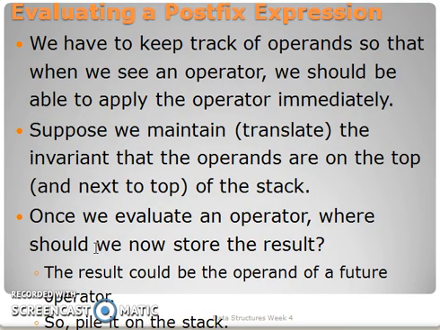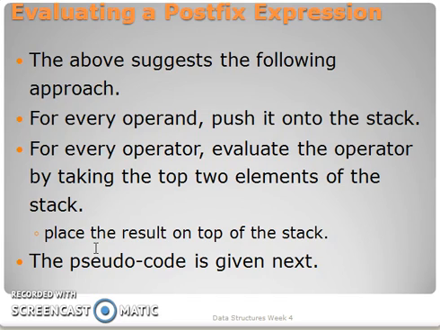We have to keep track of operands so that when we see an operator, we should be able to apply the operator immediately. Suppose we maintain the invariant that the operands are on the top of the stack. Once we evaluate an operator, where should we now store the result? The result could be the operand of a future operator, so pile it on the stack. The above suggests the following approach. For every operand, push it onto the stack. For every operator, evaluate the operator by taking the top two elements of the stack. Place the result on the top of the stack.